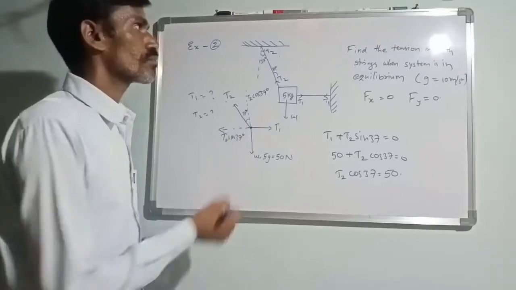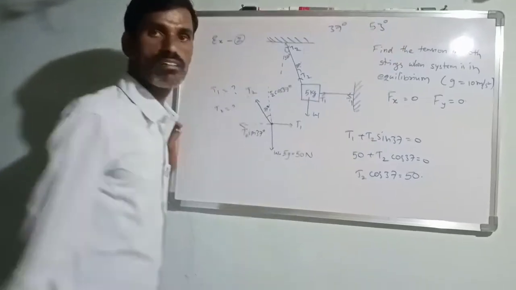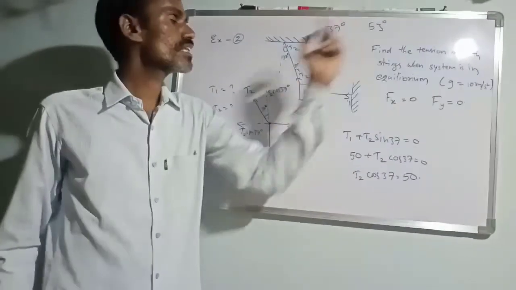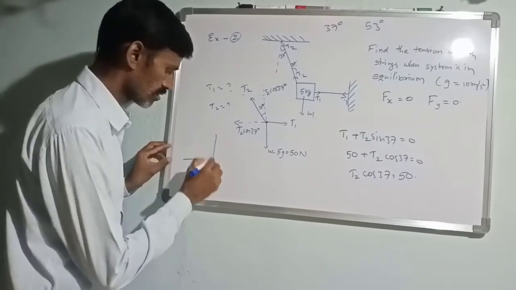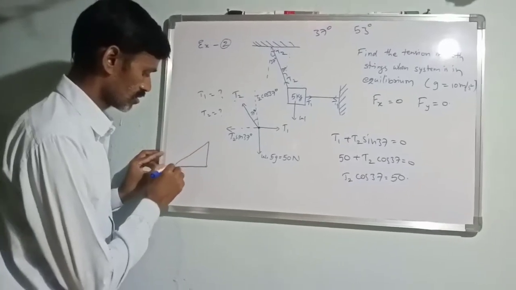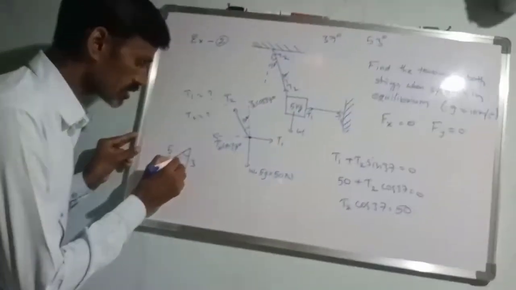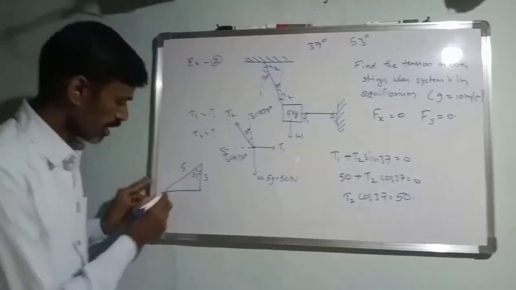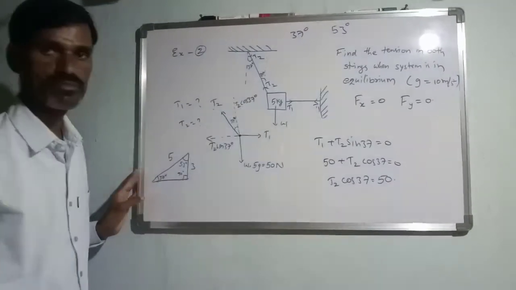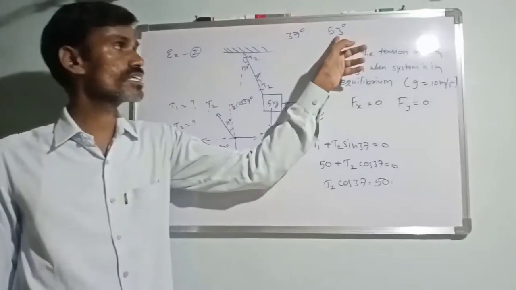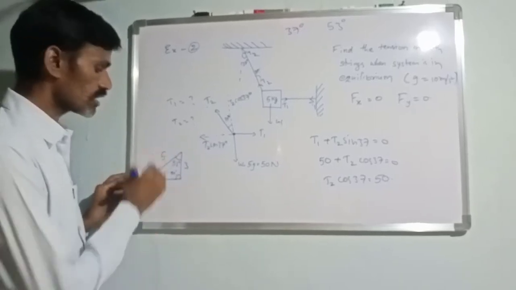Whenever in a problem 37 degrees angle or 53 degrees angle are given, then the triangle is a 5-4-3 triangle. What is a 5-4-3 triangle? So this is 5, this is 3. Then the angle between these two must be 53 degrees. And this angle is 37 degrees. So this is 90 degrees. So 37 degrees or 53 degrees are given, then the triangle is a 5, 4, 3 triangle.